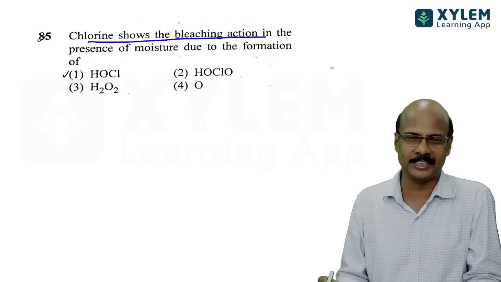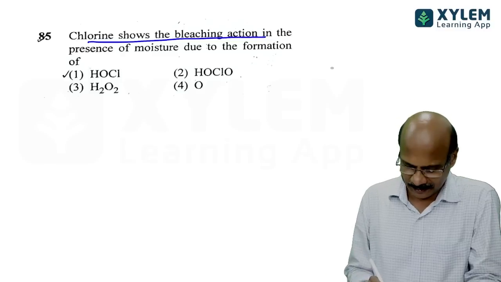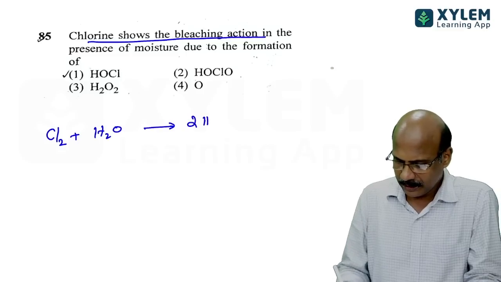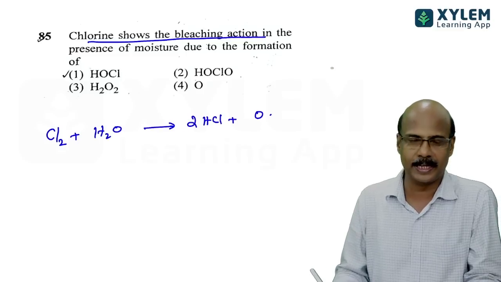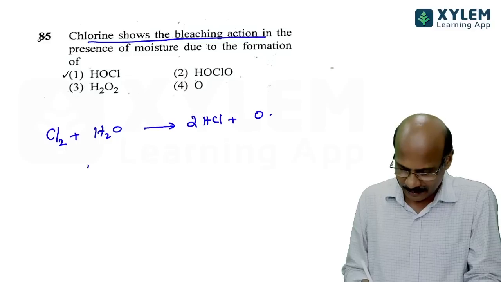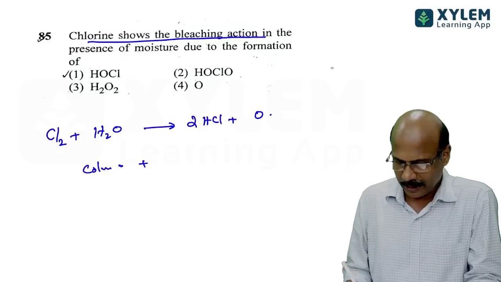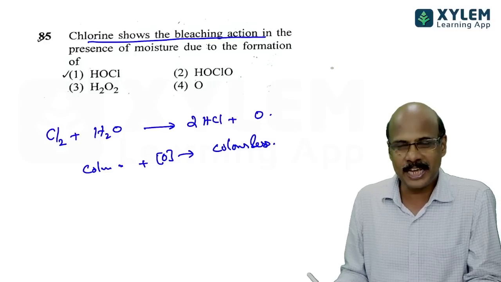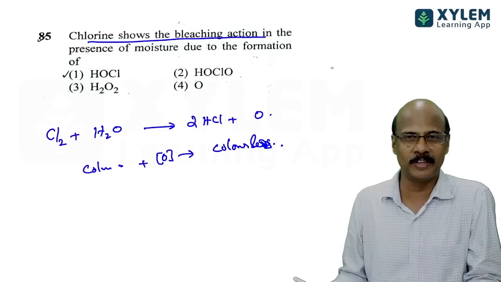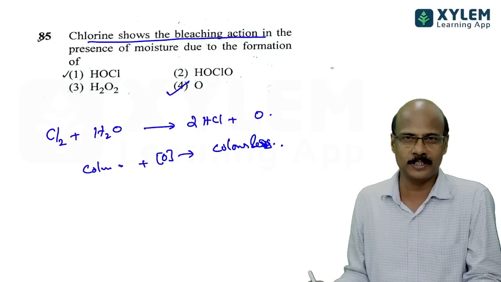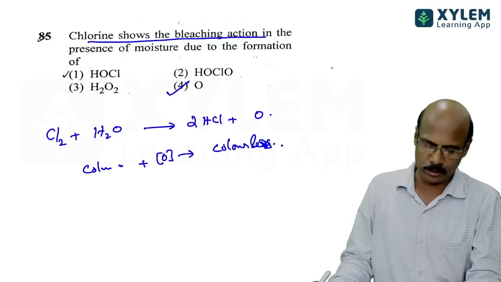Chlorine shows bleaching action. You know, from your NCERT textbook, they say chlorine when dissolved in water, in presence of moisture, will ultimately give you 2HCl and atomic oxygen, nascent oxygen. The nascent oxygen reacts with coloring matter, the colored substance reacts with this oxygen to give colorless species, a colorless compound. So the bleaching action of bleaching powder, you know very well, is due to oxidation. The oxidation is based on the nascent oxygen generated by the action of chlorine with water.